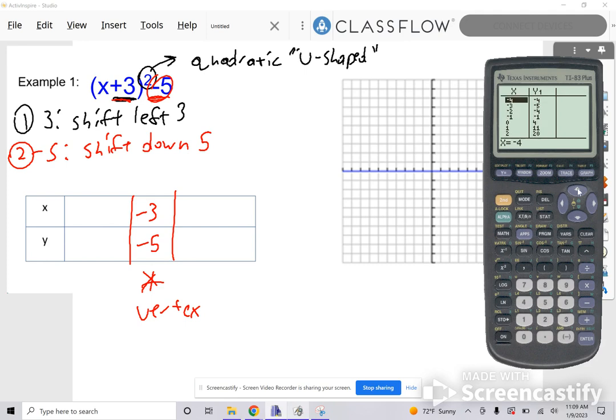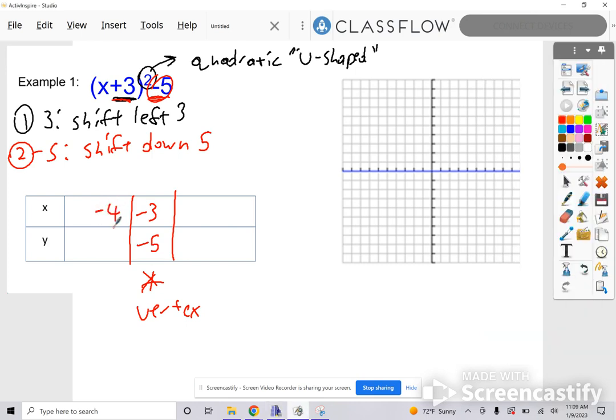I want one point on the left and one on the right. So I want -4, so I'm just going to scroll up. -4 is at -4. -2 is also at -4. So -4, -4, and -2, -4. So I plot those points, 1, 2, 3, 4, 1, 2, 3, 4. And there we go, and then I've got a U shape.